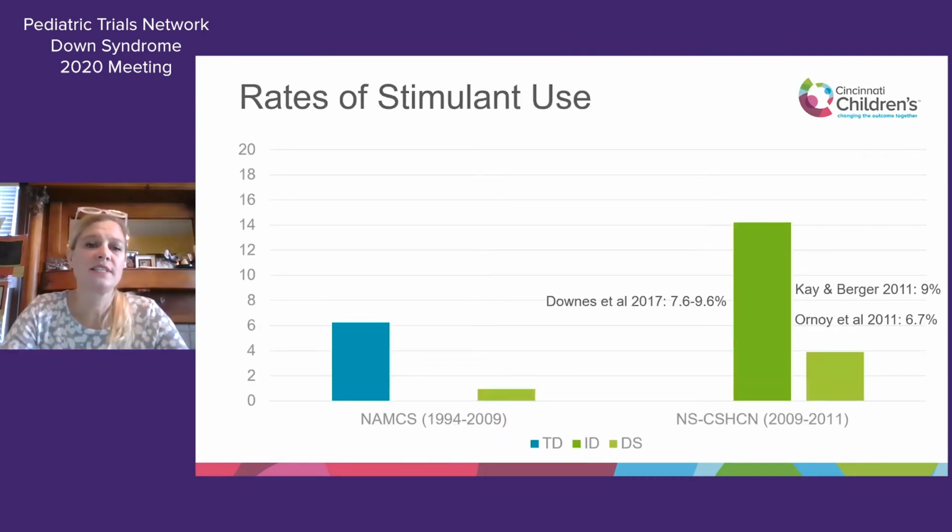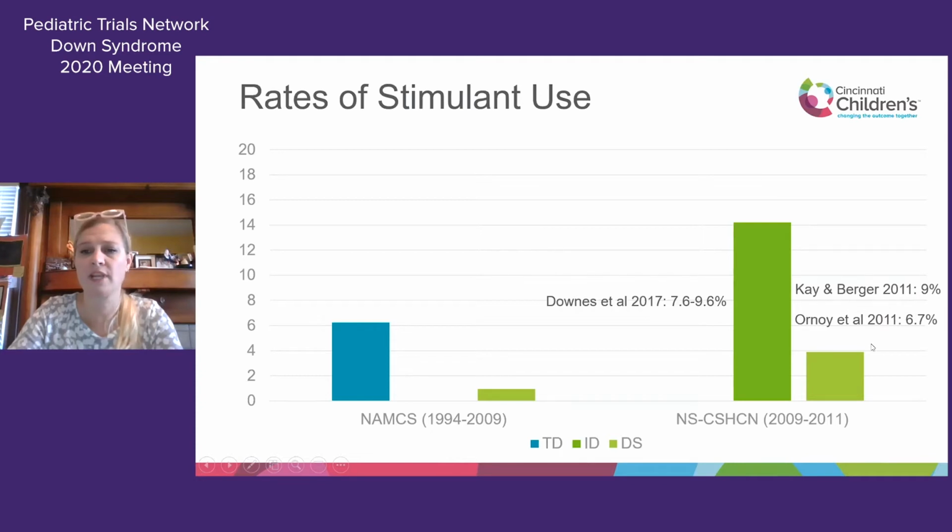So when we look at the rates of stimulant use in kids with Down syndrome in the National Ambulatory Medical Care Survey, this was comparing typically developing kids and also kids with Down syndrome, you're seeing a much lower rate of medication use in kids with Down syndrome. So alarming given that the prevalence of ADHD is higher in kids with Down syndrome than in the typically developing population. And similarly, in the National Survey for Children with Special Health Care Needs, they also found a disparity where kids with Down syndrome were receiving medication at a much lower rate than their peers with intellectual disability. These are some other studies that were in the literature, and these were the reported rates of medication use for kids with Down syndrome.